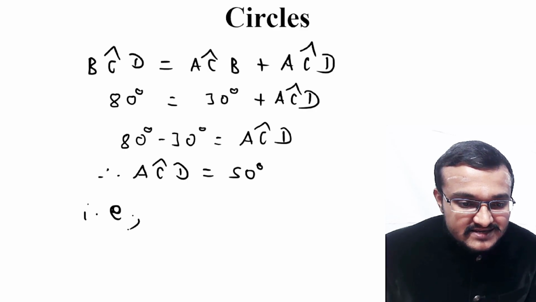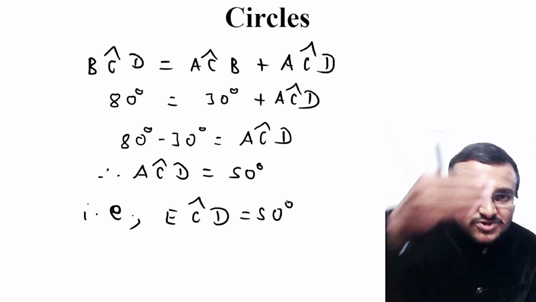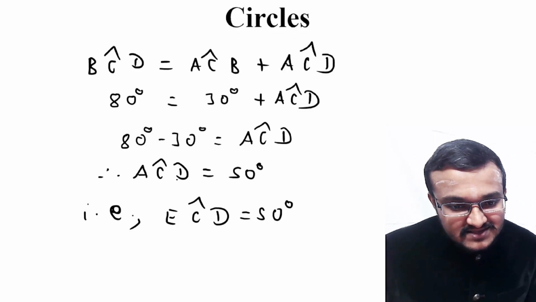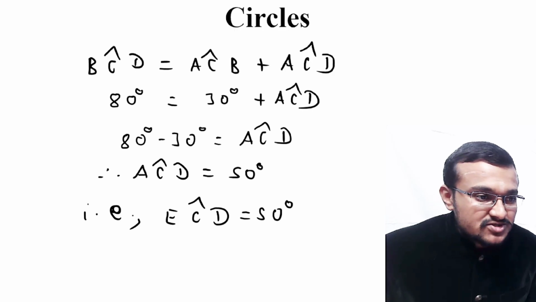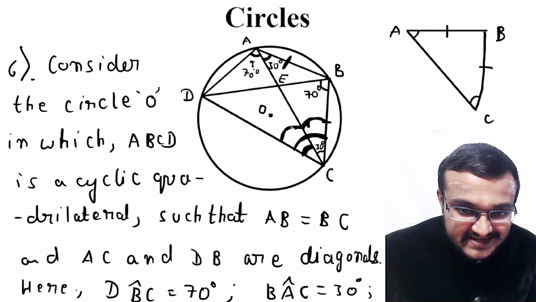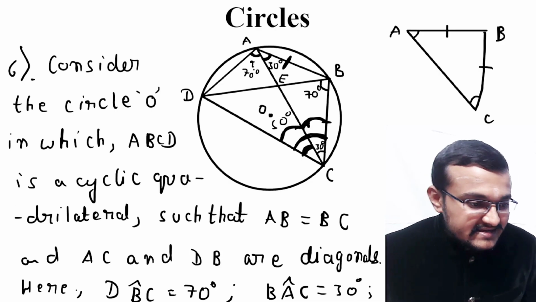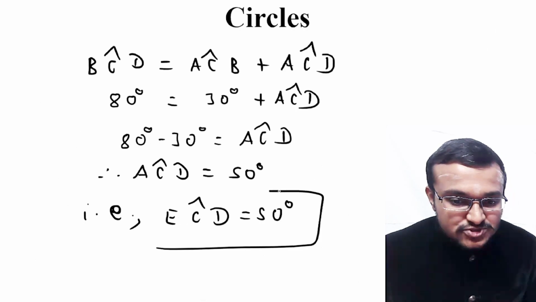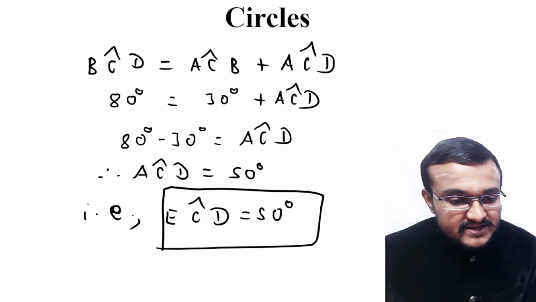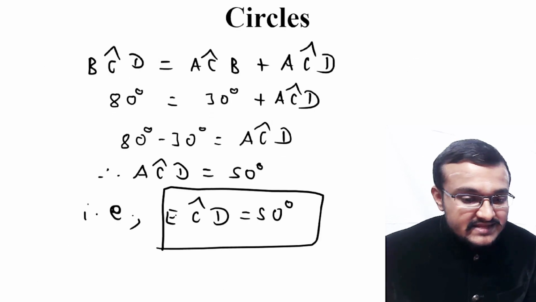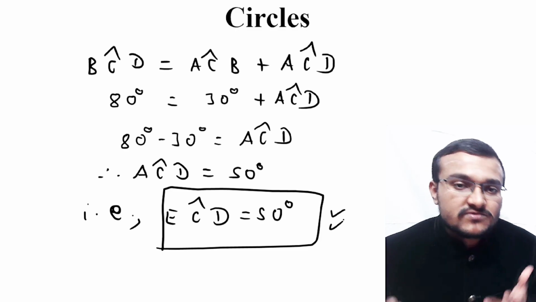That is, ACD is equal to 50 degrees, so ECD is also equal to 50 degrees, because E lies on the AC straight line. Since E lies on the AC straight line, I can replace A with E. So here we have proved ACD as 50 degrees, that is, this particular angle is 50 degrees. That means ECD is equal to 50 degrees because E lies on line AC. ECD they had asked to prove, and we have proved ECD is equal to 50 degrees. In the previous case they had asked to prove BCD also. So BCD is 80 degrees, and ECD is equal to 50 degrees.